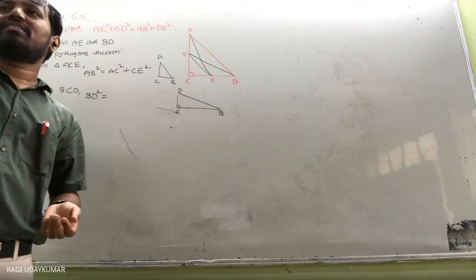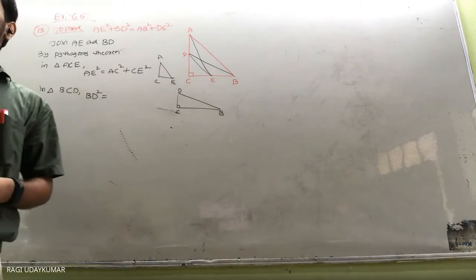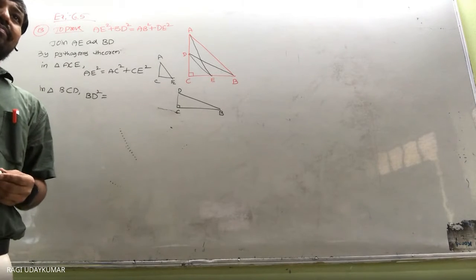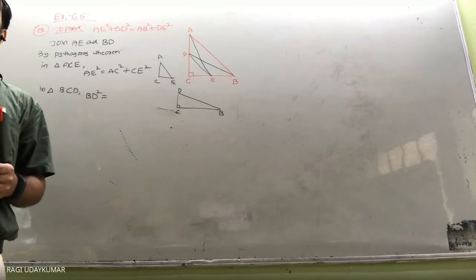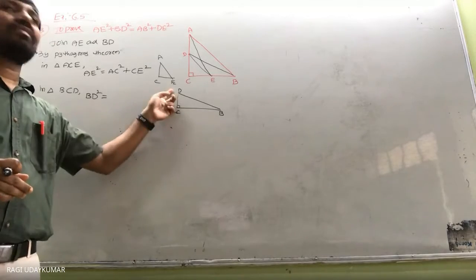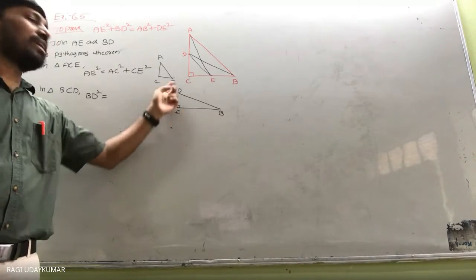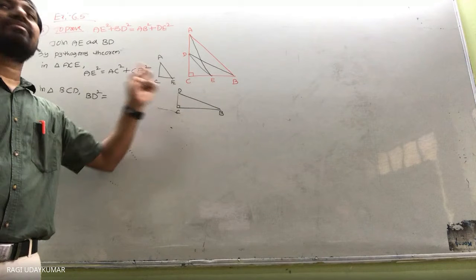I am asking, who will take? Raise your hand. BD square is equal to BC square plus CD square, the square of this one plus the square of this one. Okay. Now AB square. Where is AB? AB is this, in the whole triangle. So in triangle ABC, AB square is equal to AC square plus BC square.